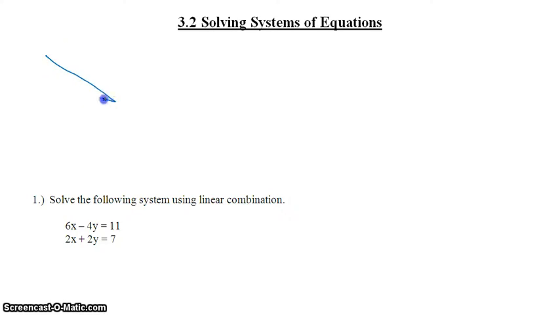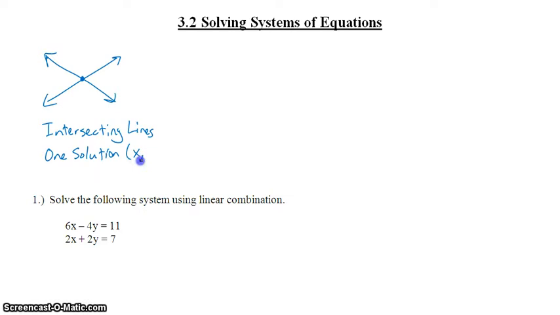One way that two lines can relate to each other is intersecting lines. If I think of intersecting lines as a system of equations, what ordered pair, what x, y value makes both of these lines true? What makes both of these equations true? Well, it's got to be this point right here. This is the point that's on both lines. Intersecting lines give me one solution to my system, and it's at the ordered pair x, y.